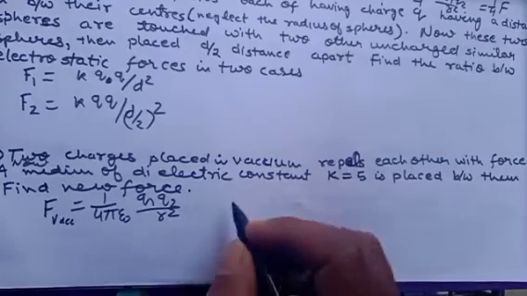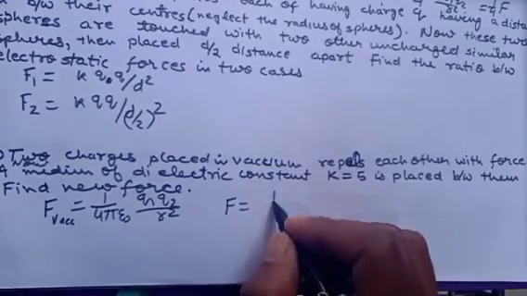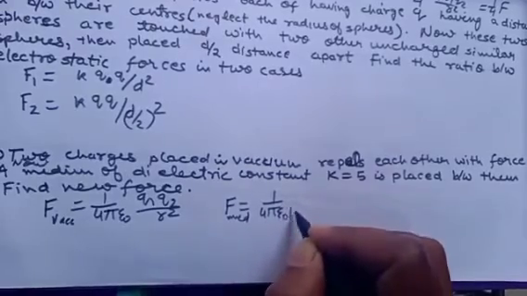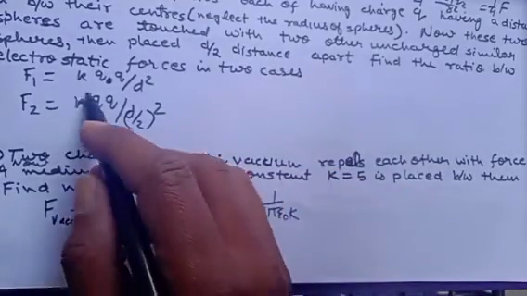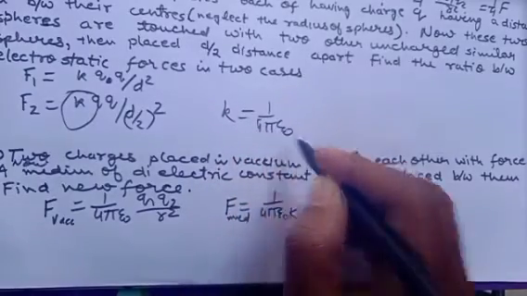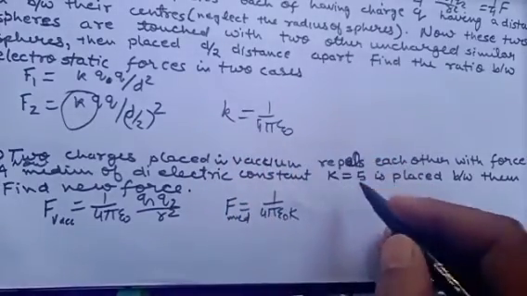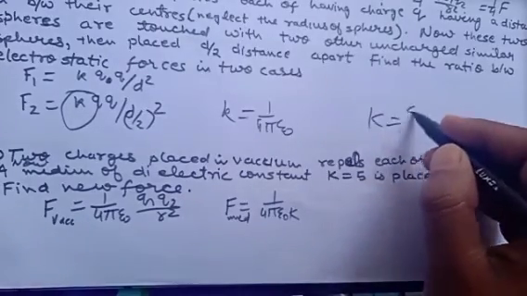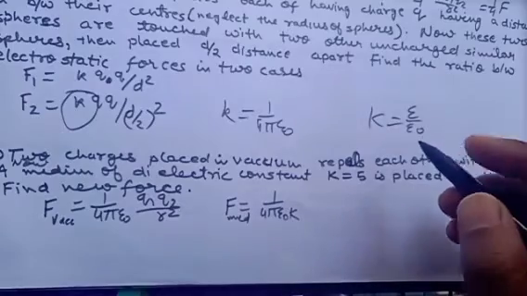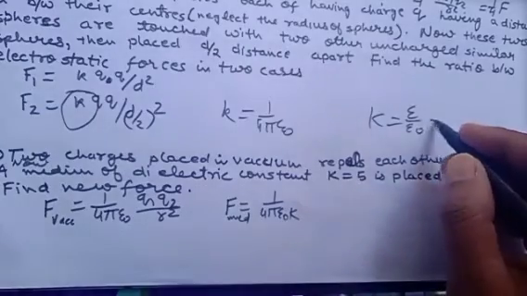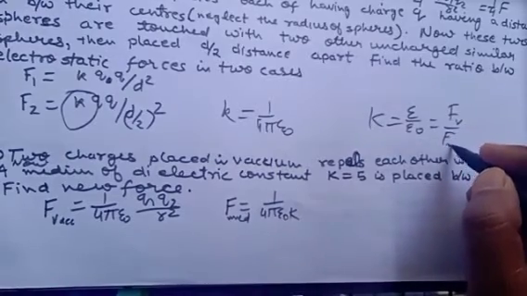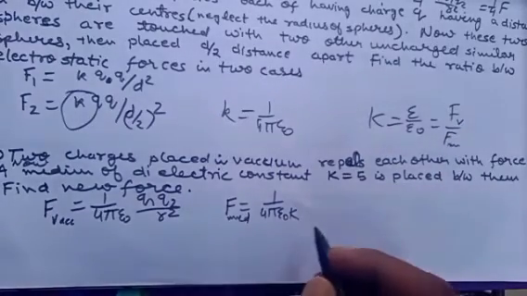No condition has been changed other than the dielectric constant. So with the medium, the only thing that will change here is epsilon naught to epsilon naught K. Remember one thing, the K which I put here is small k, and it is equal to 1 upon 4 pi epsilon naught. Whereas this K is the dielectric constant K. This dielectric constant K is epsilon by epsilon naught, permittivity of medium upon permittivity of vacuum or free space. So it is also defined as force between charges placed in vacuum upon force between charges placed in medium. Keep this in your mind.